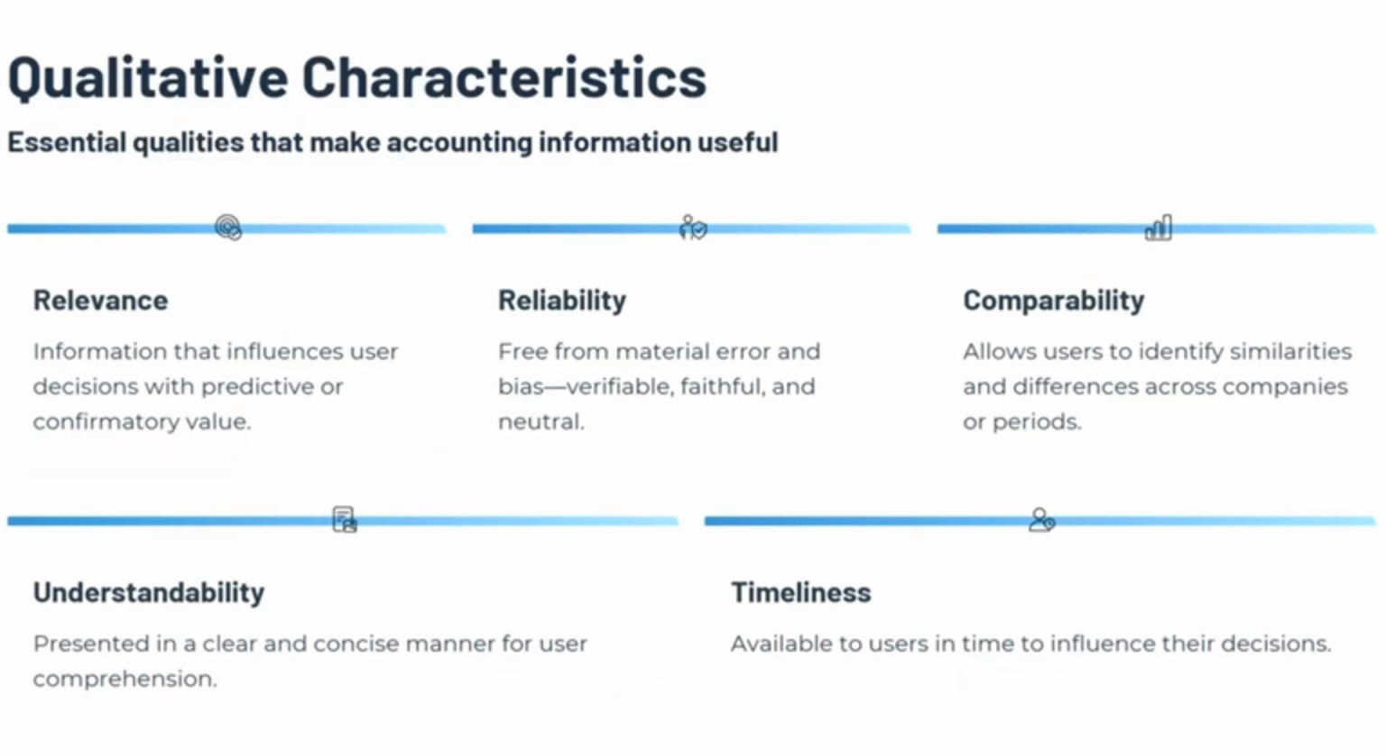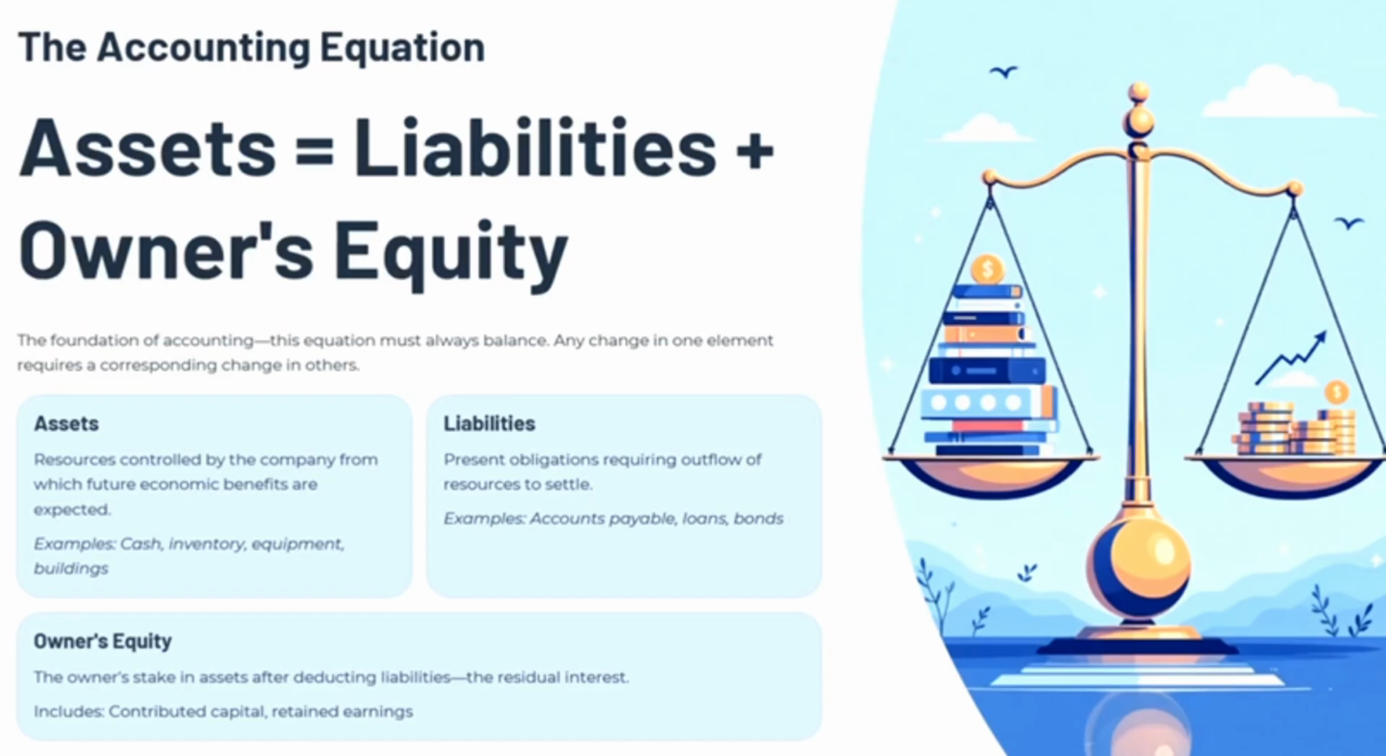Relevance. Information that influences users' decisions with predictive or confirmatory value. Reliability. Free from material error and bias, verifiable, faithful and neutral. Comparability. Allows users to identify similarities and differences across companies or periods. Understandability. Presented in a clear and concise manner for users' comprehension. Timeliness. Available to users in time to influence their decisions. Accounting equation and common accounting terms.